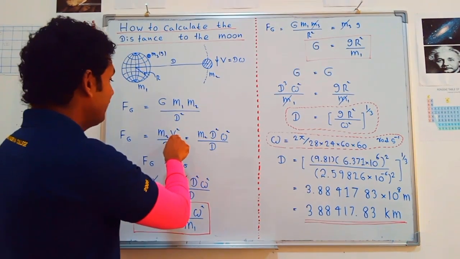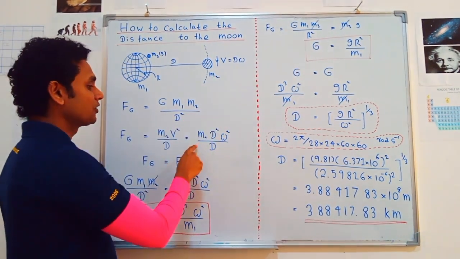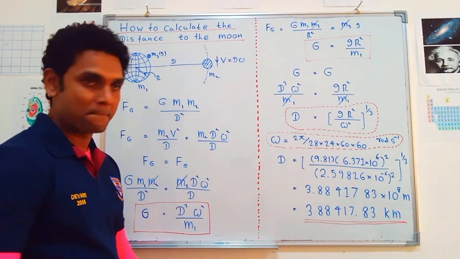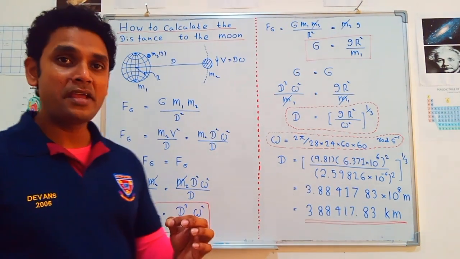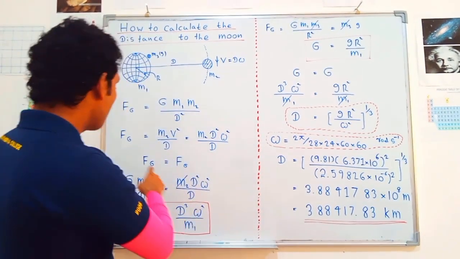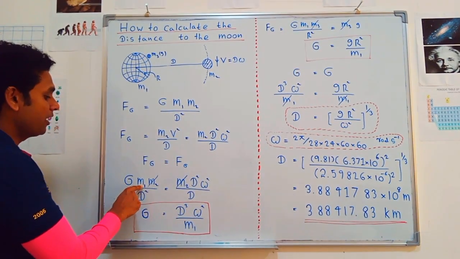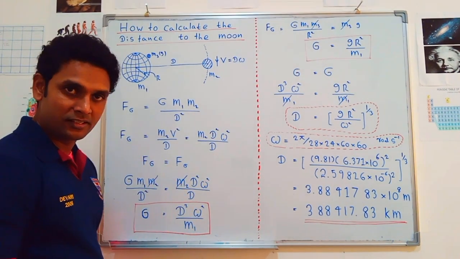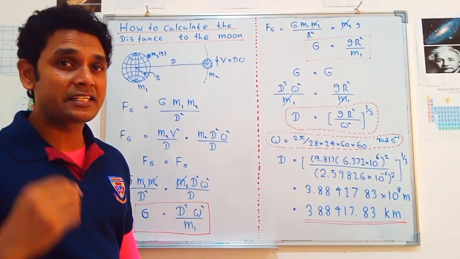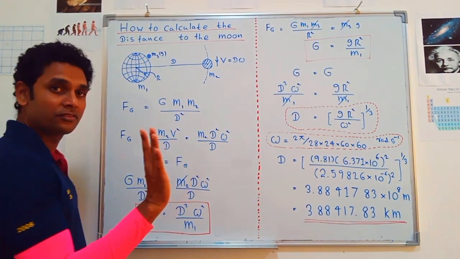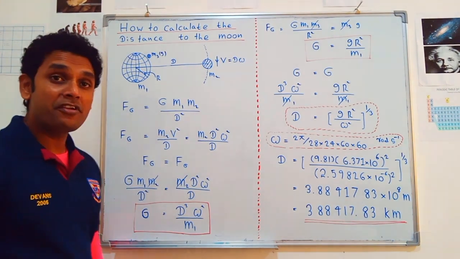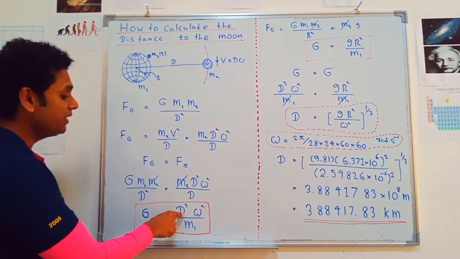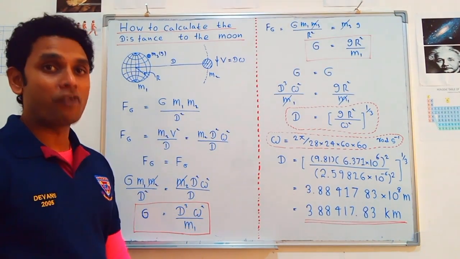So instead of this v, we can apply d omega, so that we can write the equation again: m2 d square omega square divided by d is also equal to Fg. Now we can make Fg equals Fg. G m1 m2 divided by d square is equal to m2 d square omega square divided by d. Now what happened? The mass of the moon, m2, will be cancelled out. Finally, when we make G the subject, the equation will come as G is equal to d cube omega square divided by m1.